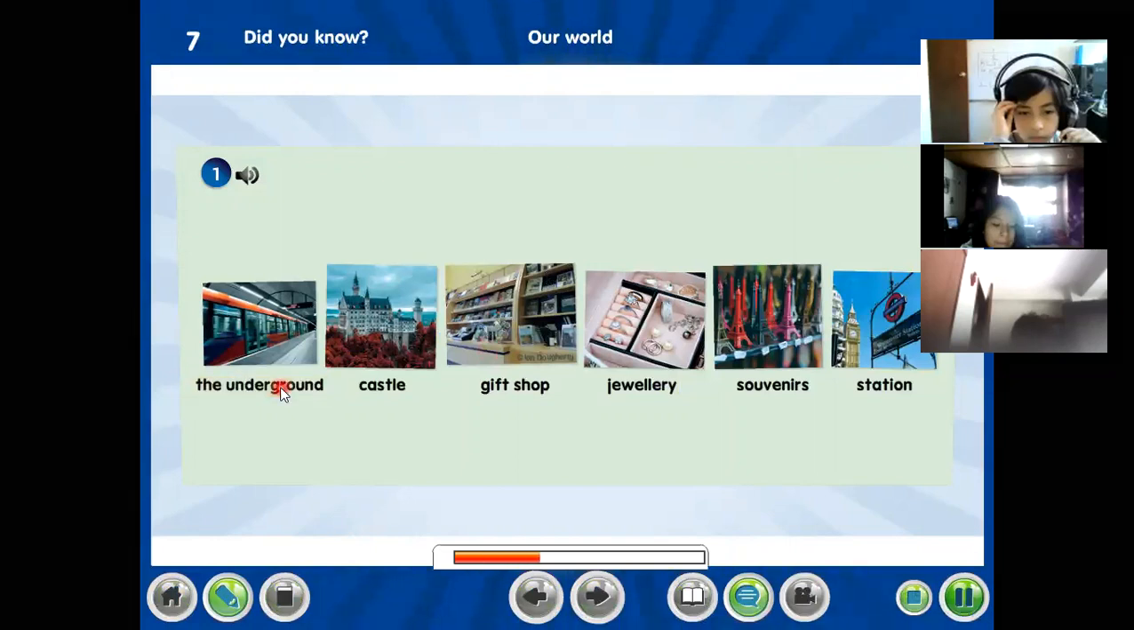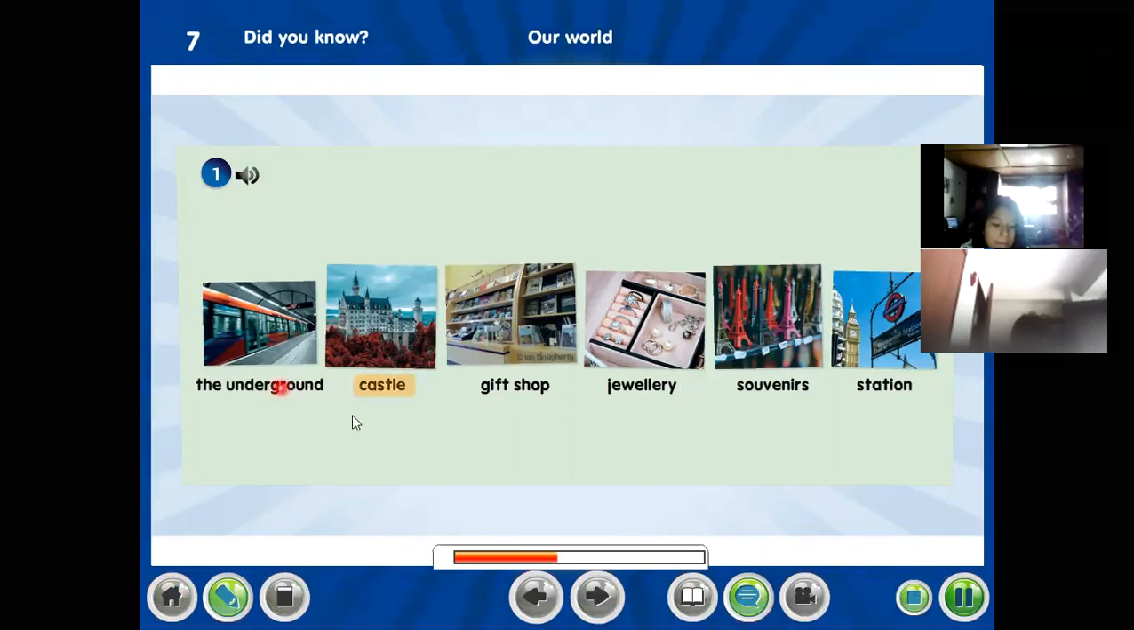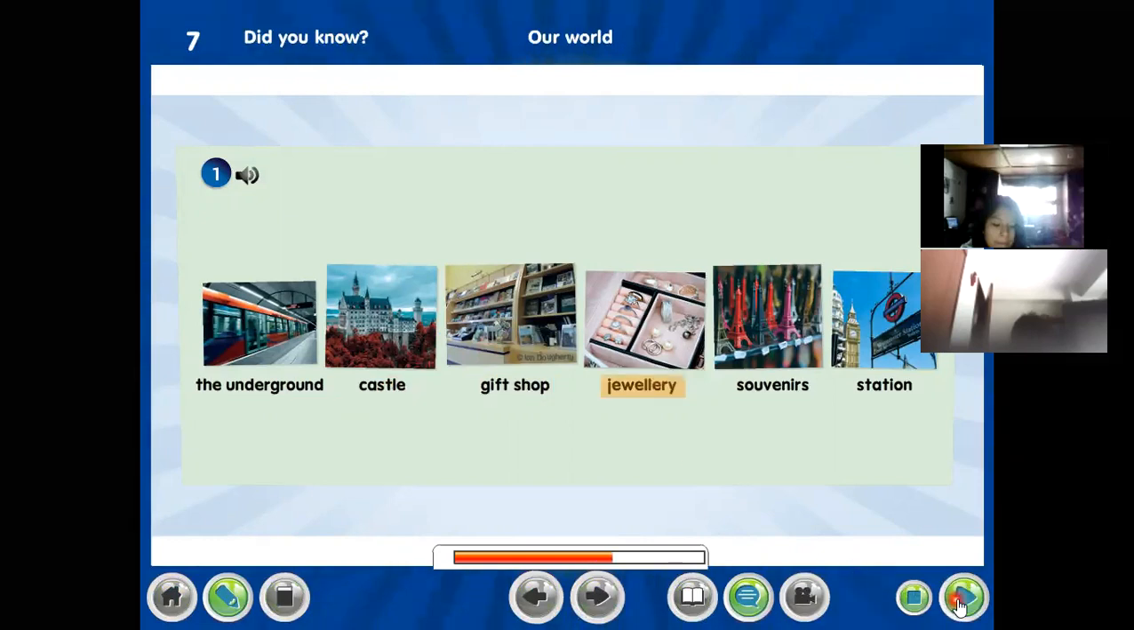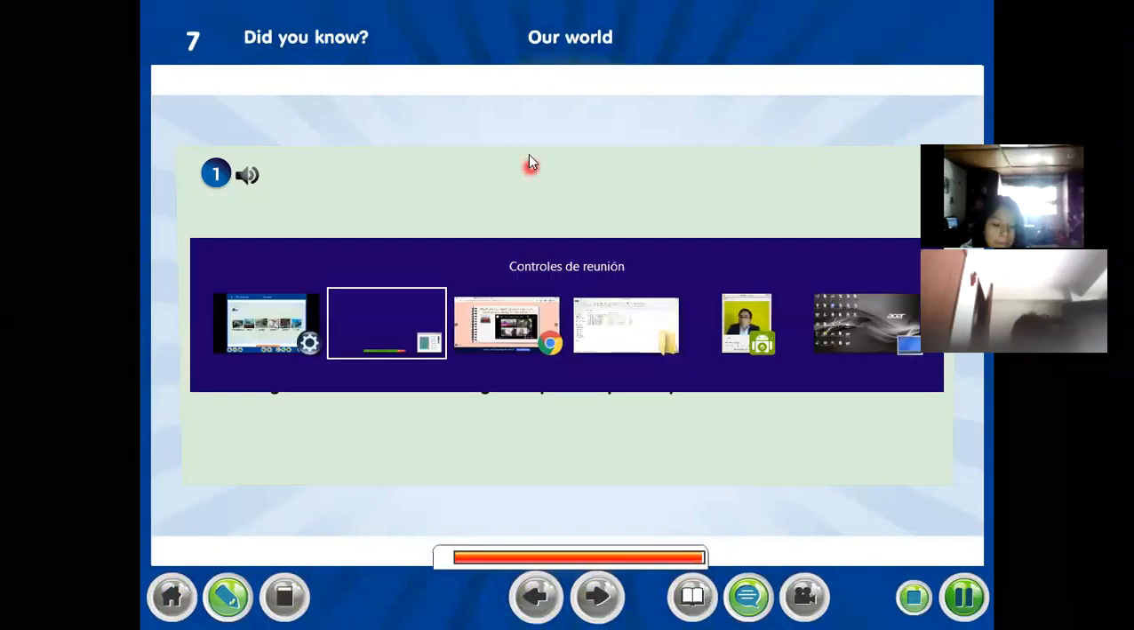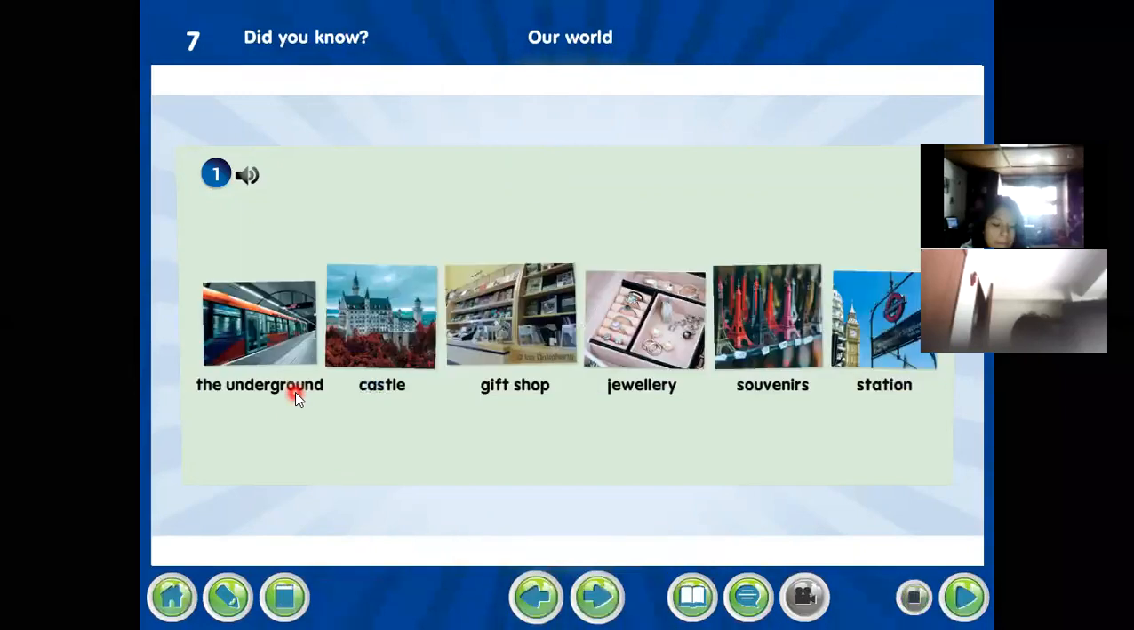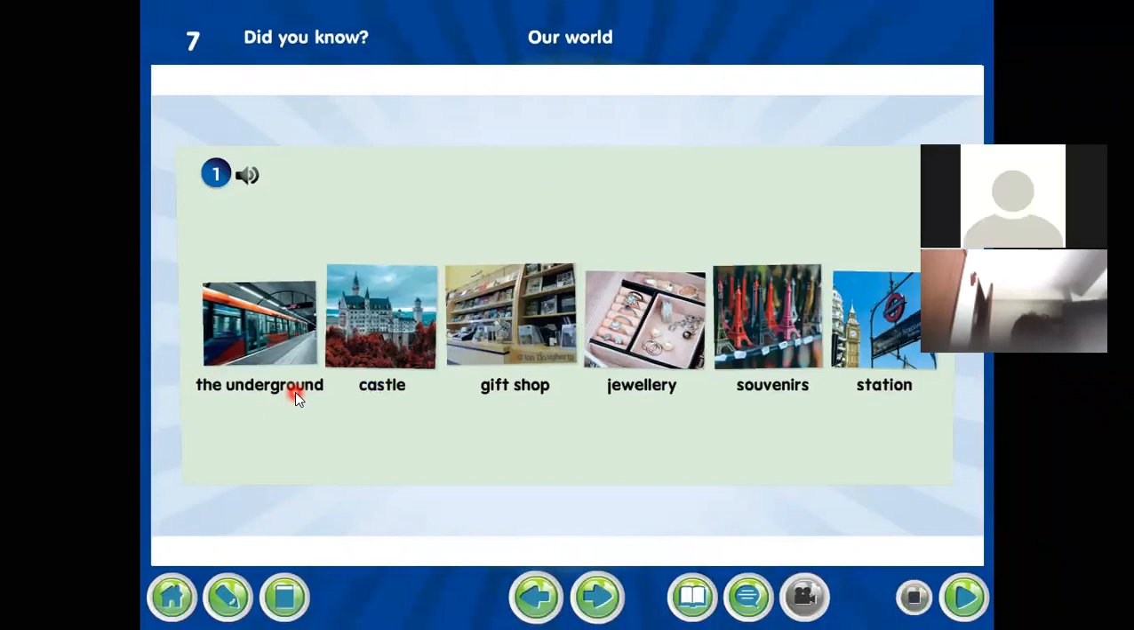Open your microphones, please. Repeat. Castle. Gift shop. Jewel. Repeat, please. Jewelry. Souvenir. Station. One more time, repeat. The underground.